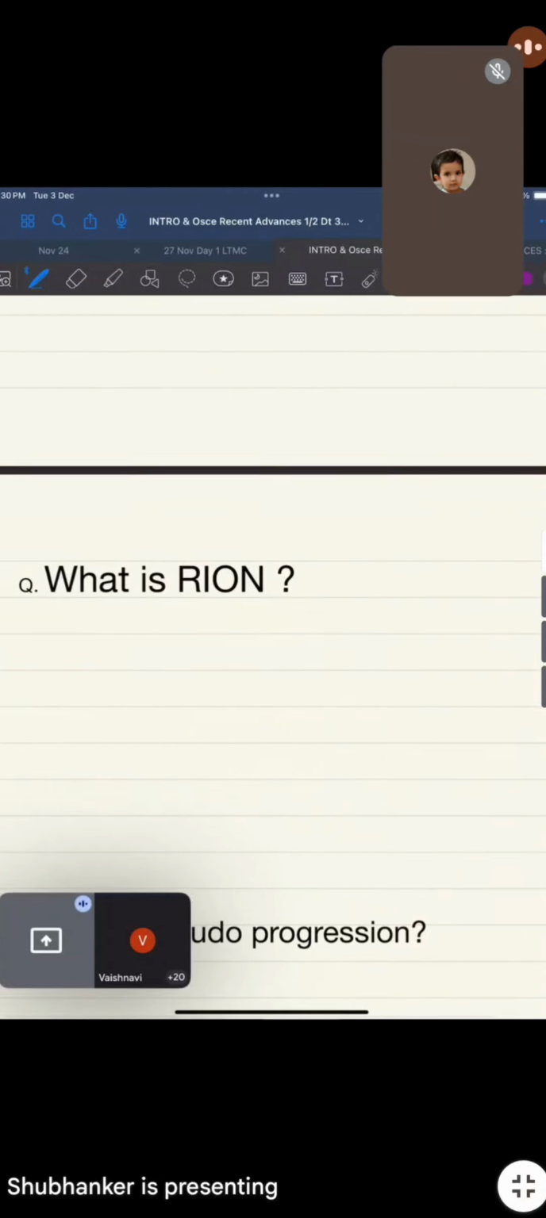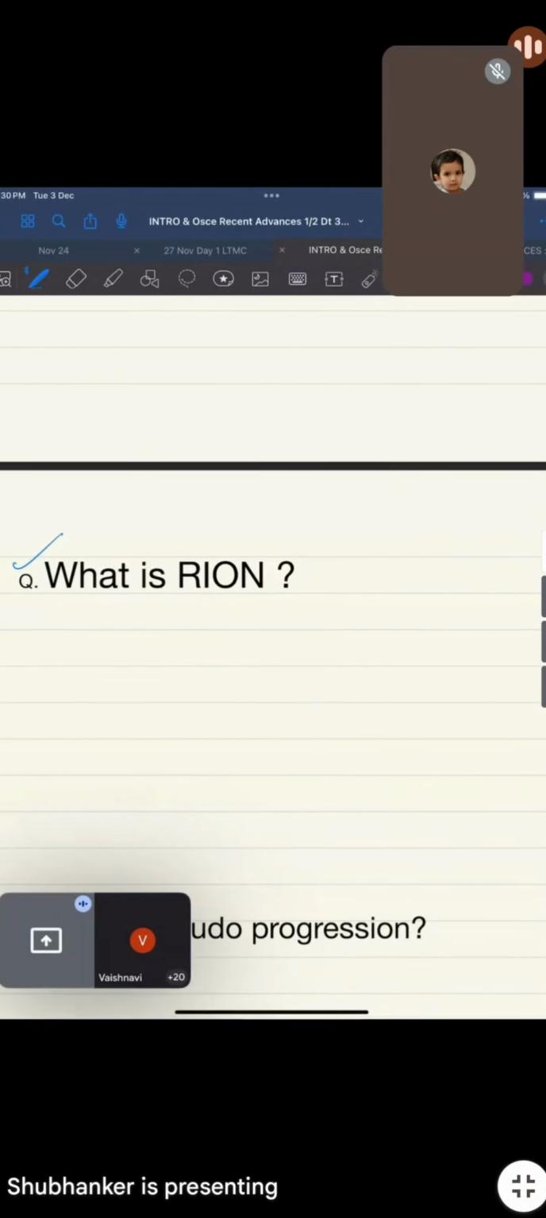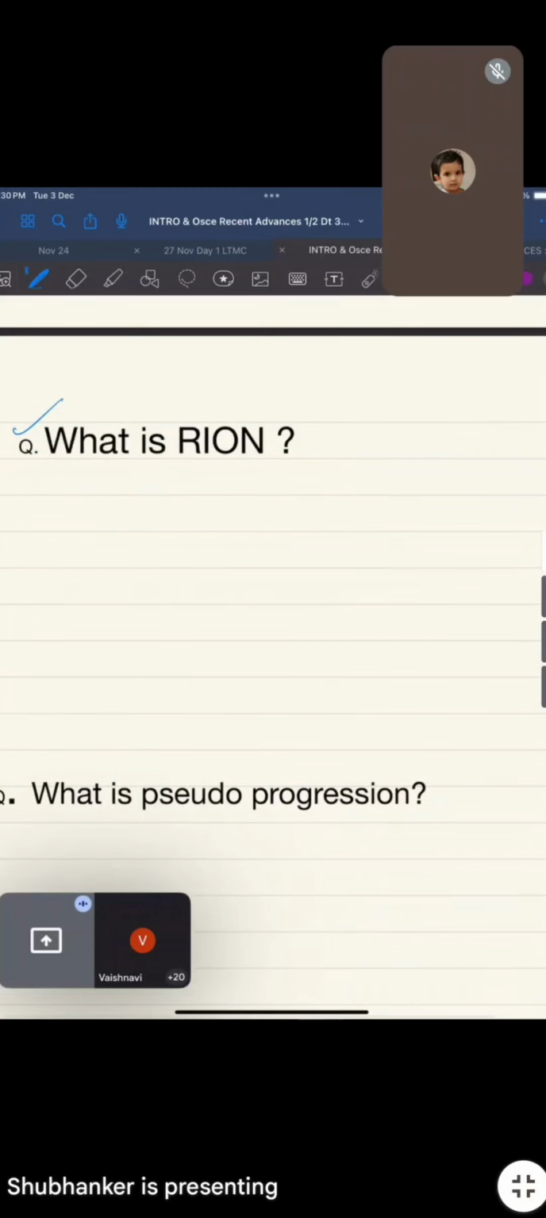Let's go ahead. What is RION? Okay, has anyone read this vestibular schwannoma from our Scott Brown? Can somebody take a try? What is RION? Okay, let me answer it. RION is important. See, first thing is it's important.